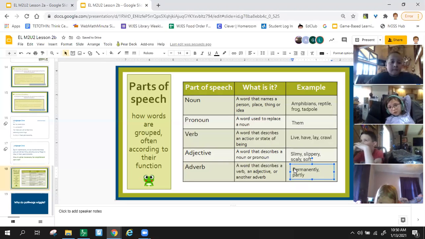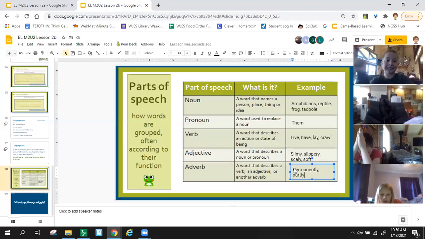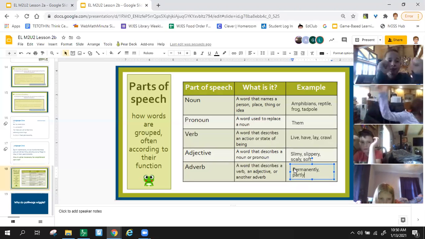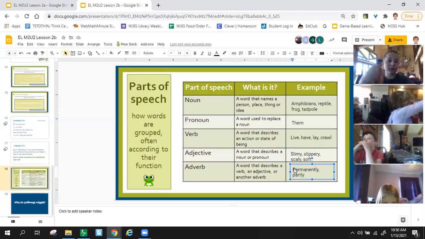All right, we got nouns. We got stuck in a pronoun there. We got our verbs, our adjectives, and our adverbs. And I'm telling you, friends, in the next couple of weeks we're really going to hammer these different kinds of words and their jobs. And all of these words we found just in the work we did today.